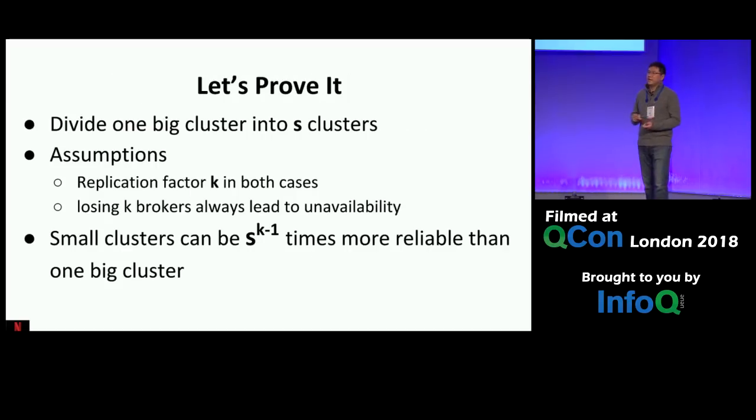So that's just a high-level intuition on how multi-cluster can help with availability. But we can actually prove it. Let's divide one big cluster into S small clusters, and let's assume the replication factor is K in both cases, and losing K brokers will lead to some kind of data unavailability.